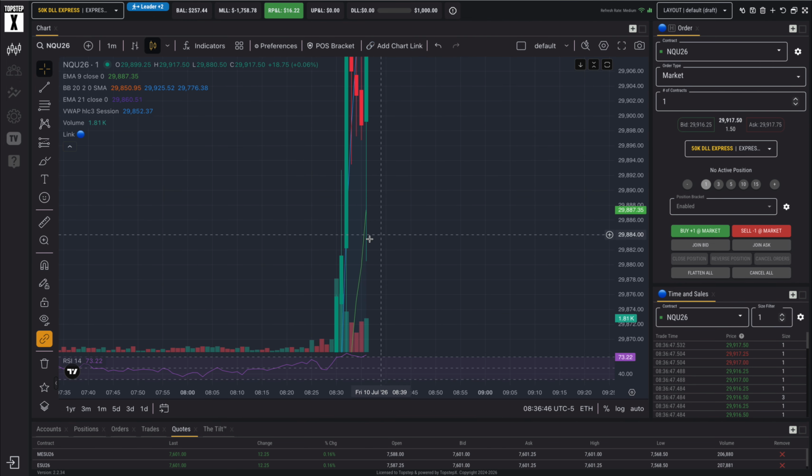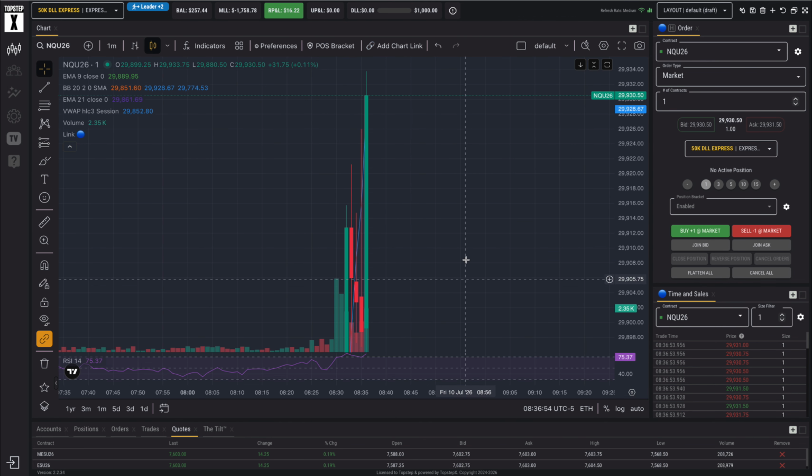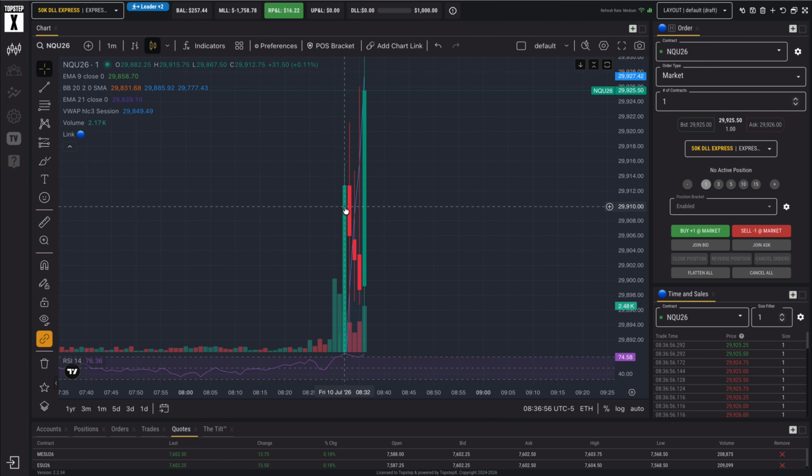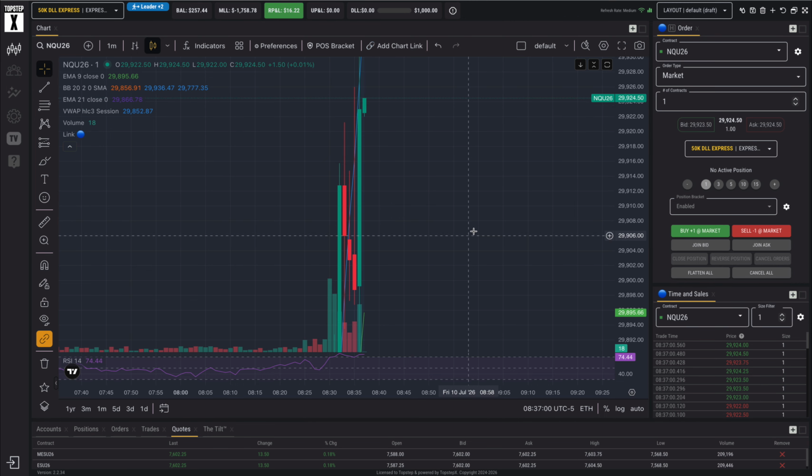And it really just did that. It bounced off it. You see that? You see how it bounced off the 9 EMA? It touched it, it broke through for a second, and it bounced off. So that's interesting, right? You see how weak this volume was and how strong the green volume is. So buyers are still very much in control here.